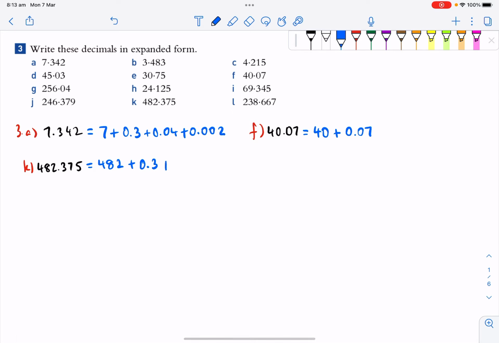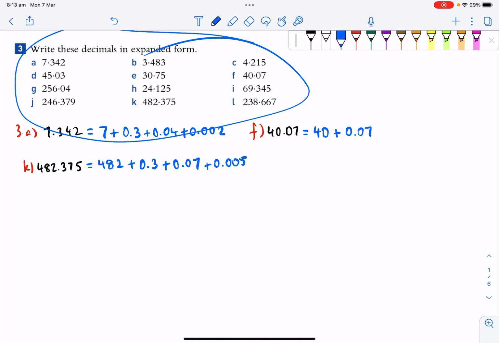0.3. Then we have the 7 here. Ignore the 5. Replace that 3 with a 0 and that with a 0 and ignore the rest. So you can see it's 0.07. 0.07. And with the 5, replace everything in front of it with a 0. And then the first 0 after the dot, you ignore the rest, so you have 0.005. And that's it. That's how you do expanded form. So all of question 3 is like that.